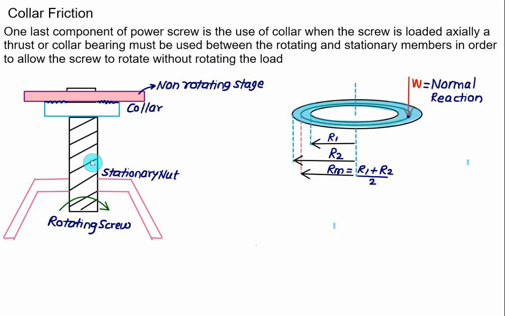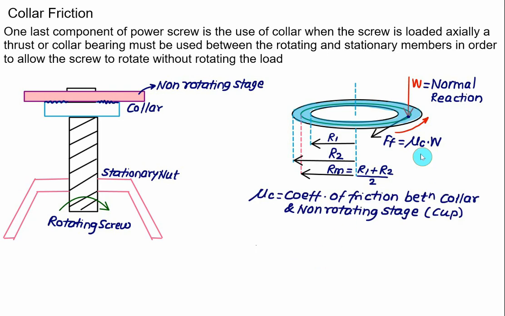Since the collar is an integral part of the rotating screw, the collar will also rotate in the same direction. In that case, the friction force will act in a direction opposite to motion. So this one is representing the friction force. We know that the friction force is equal to mu. Here you have to use the value of mu c, where mu c represents the collar friction coefficient, and the normal reaction is the same as W. So the additional friction force required is mu c multiplied by W. Here mu c represents the coefficient of friction between the collar and the non-rotating stage.